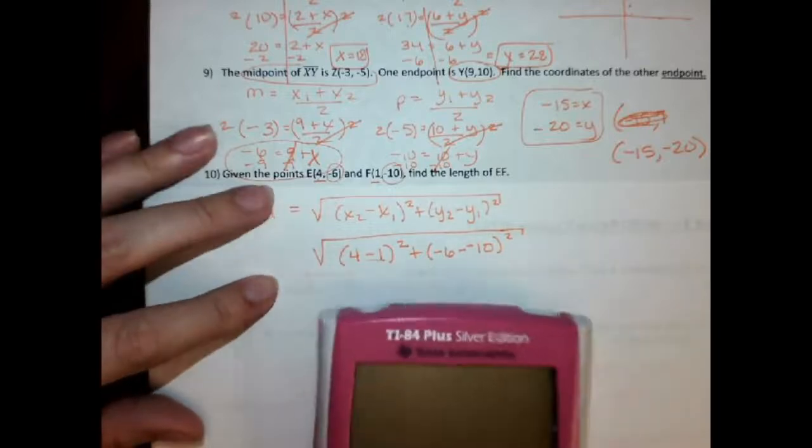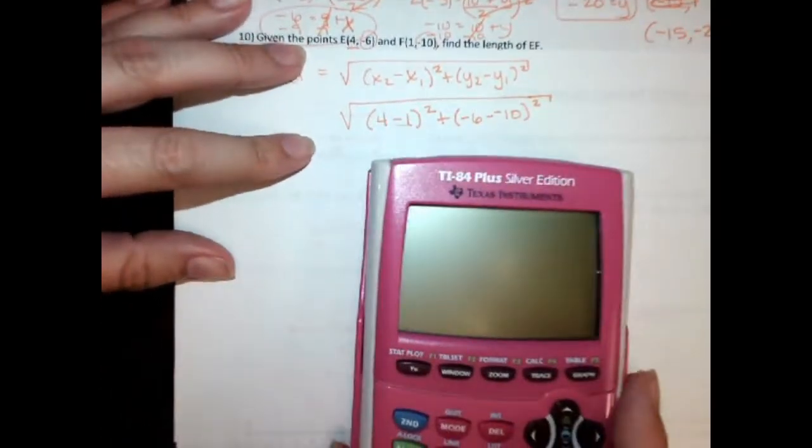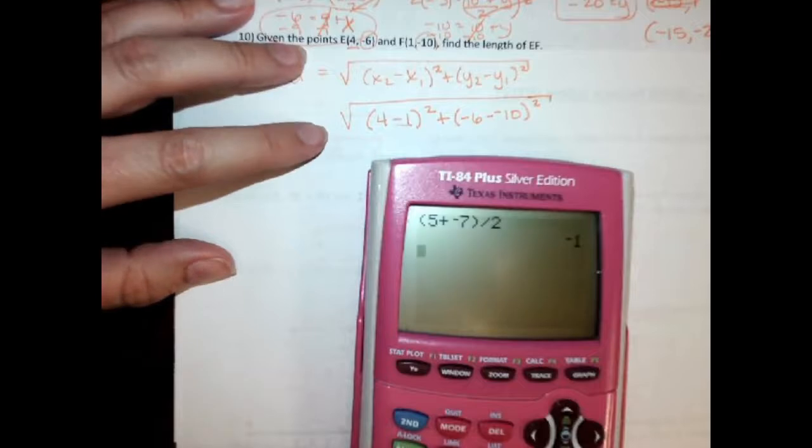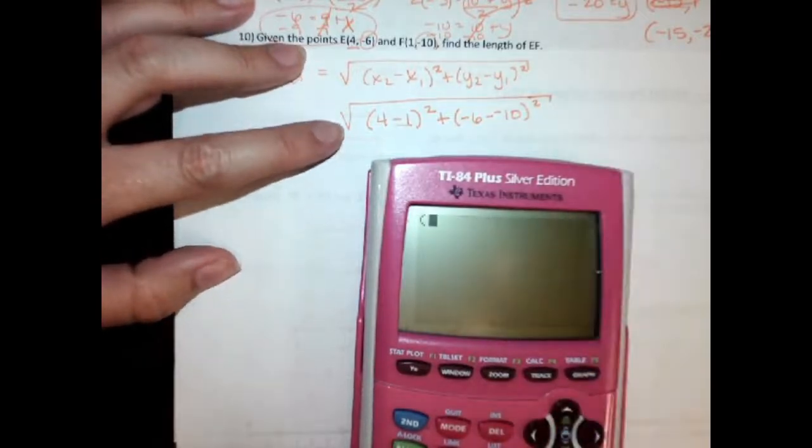Now, if you're not good at negatives and positives, then don't do this by hand. Do it with your calculator. Remember, I told you don't type in the square root. Just type in the part underneath and type it in just like it looks there. 4 minus 1 parentheses squared plus negative 6 minus negative 10 parentheses squared, and hit enter.